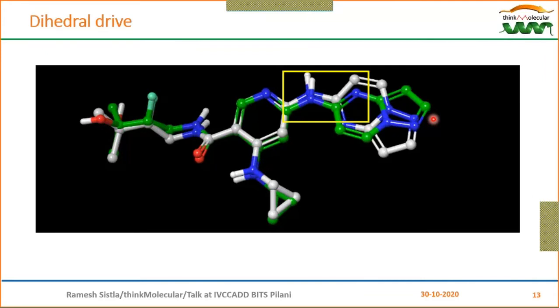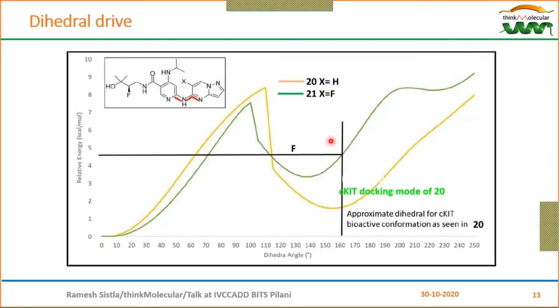As I mentioned earlier, the conformational search is a very key aspect in the design of small molecules. If you look at this particular compound, the white one represents the binding mode of compound 20 on IRAK4, whereas the green one is on cKIT. Now, what happened? We made the dihedral drive of just this small molecule, both 20 and 21. In one case this was a hydrogen, in the other case a chlorine. And you see what the dihedral drive gave us.